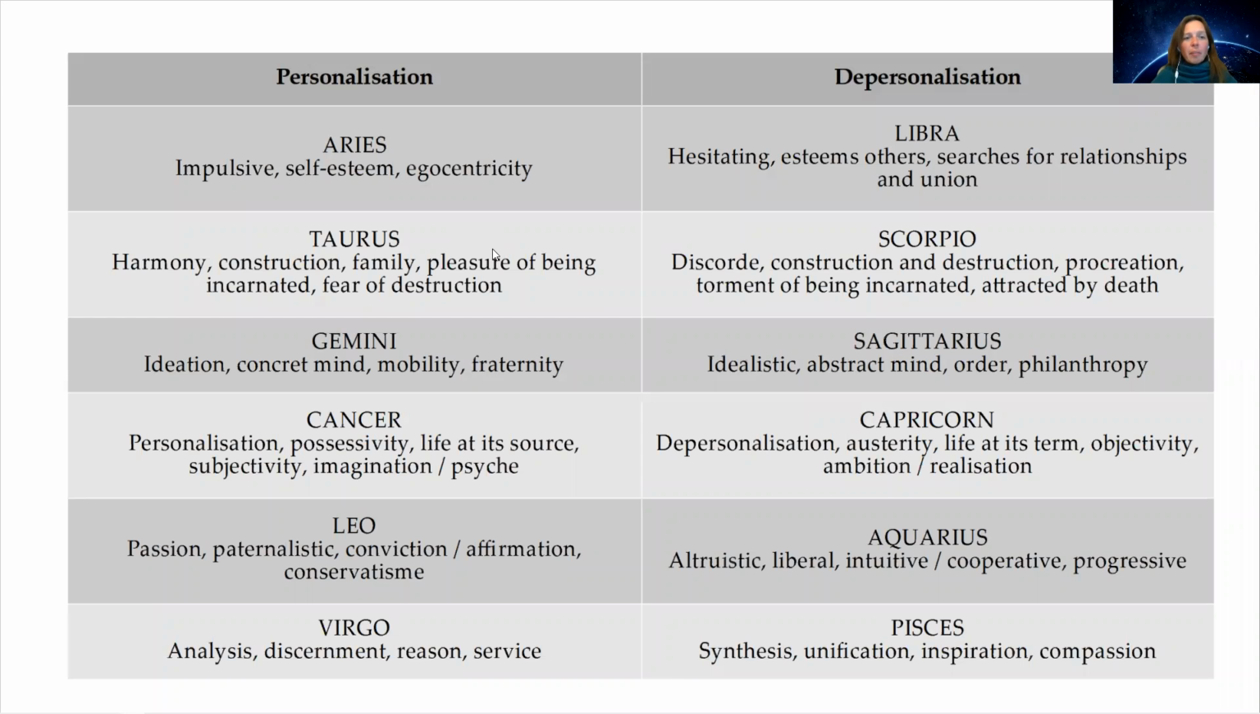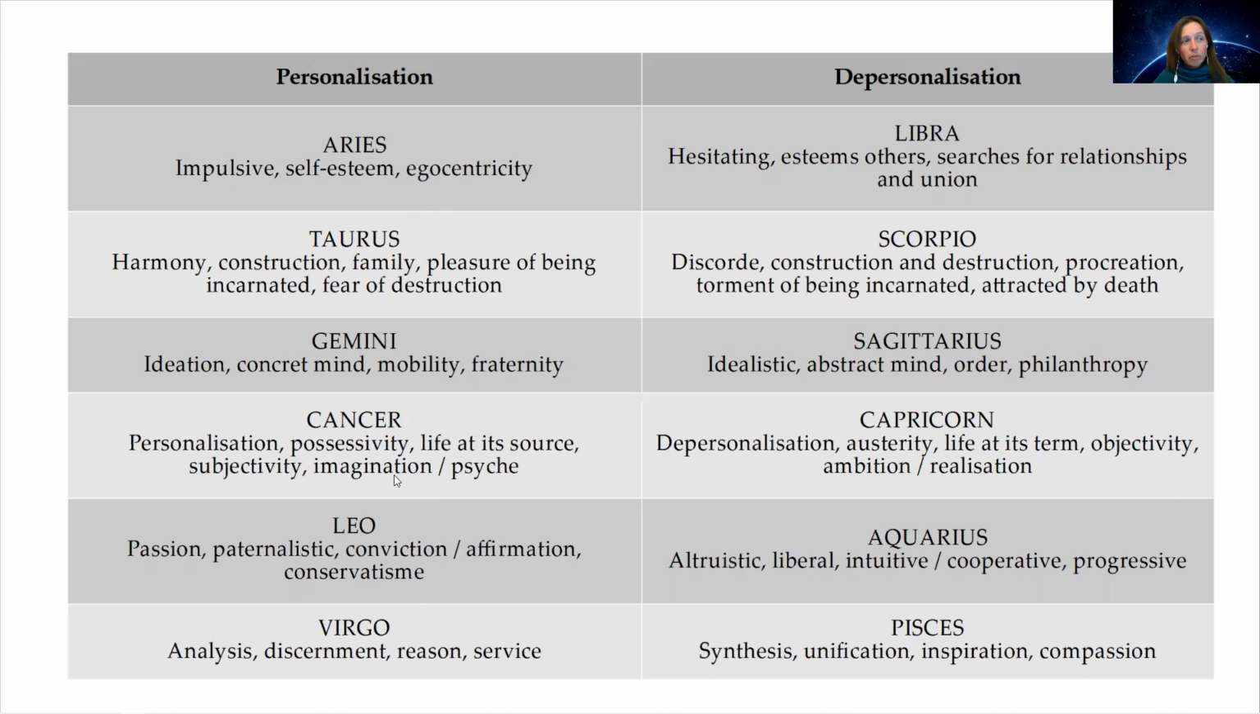So here I just wanted to show you a little table with the different signs again, and with some keywords and keynotes that I might have used already, but maybe not. So the first 6 signs are on the personalization side. With Aries, it's really impulsive and about self-esteem. It's about oneself and egocentricity.